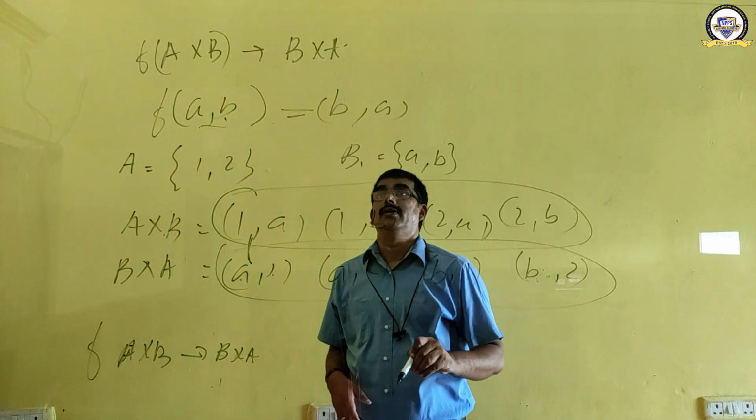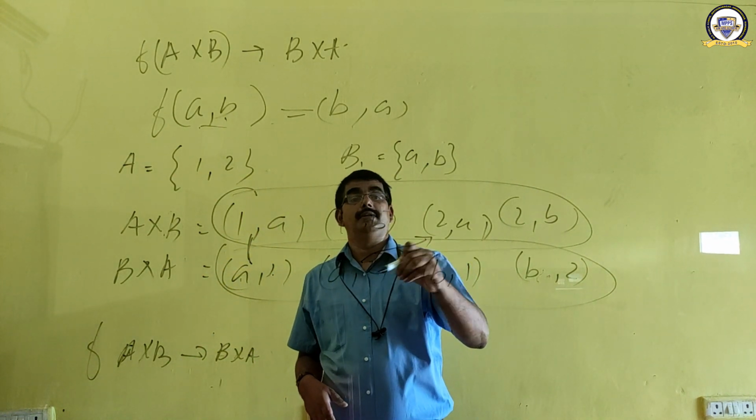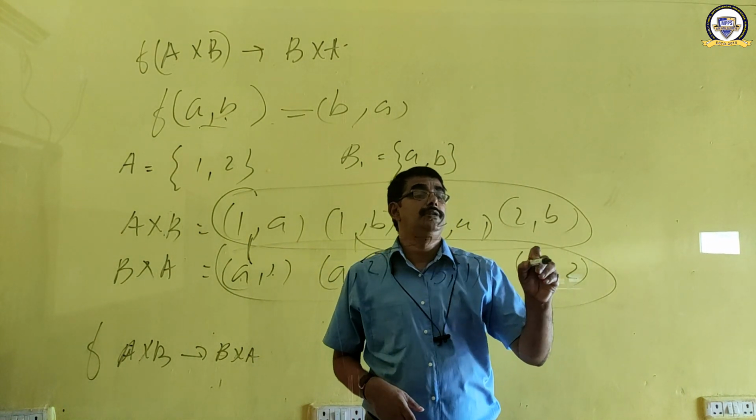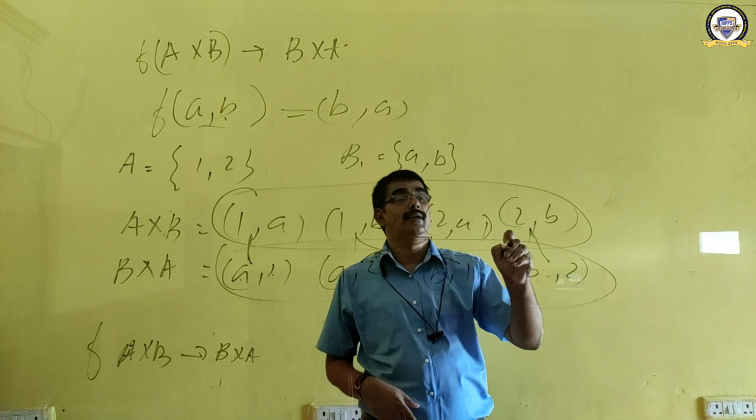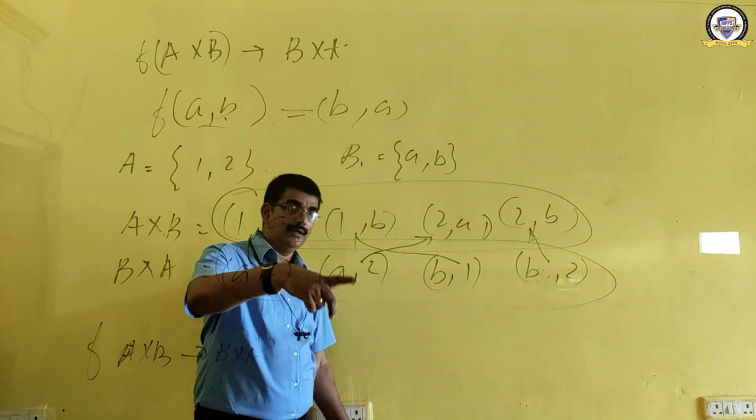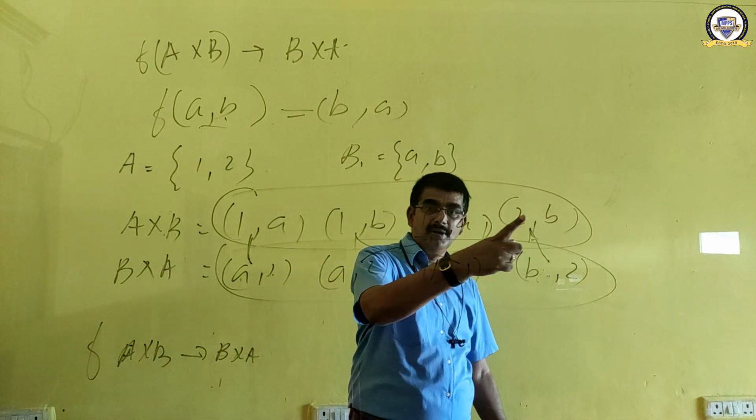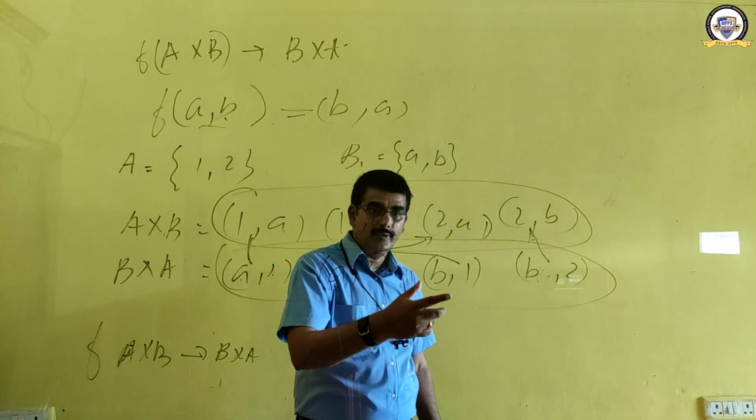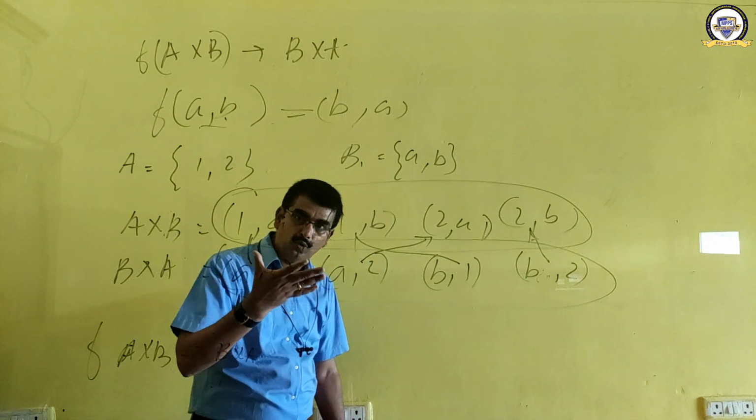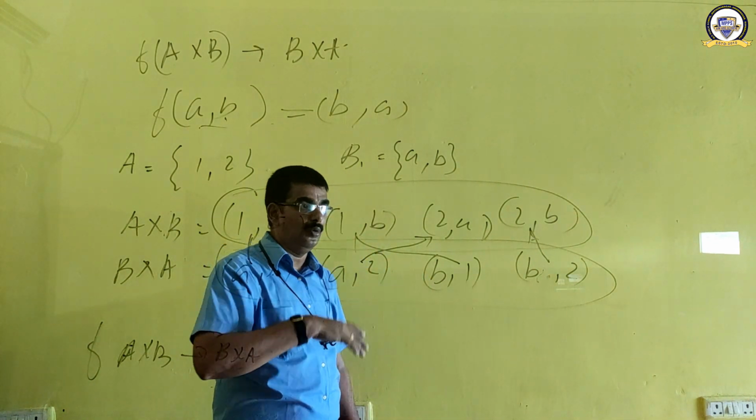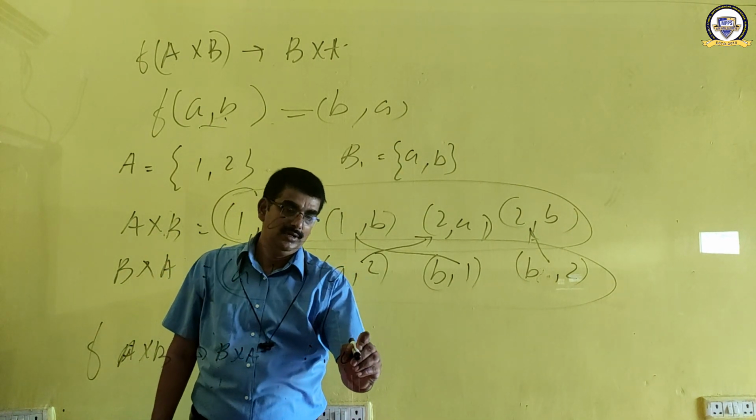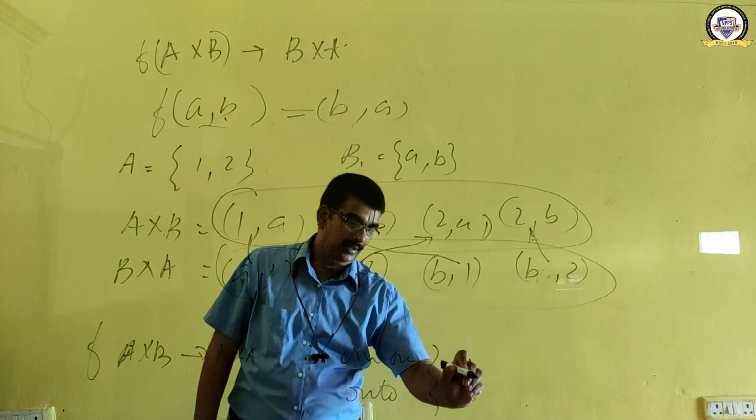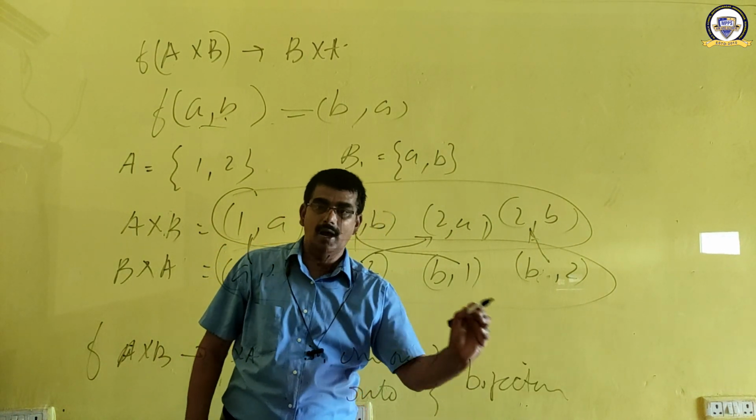See, (1, a) goes to (a, 1), this link is there. Then (2, a) to (a, 2), this link. Then (1, b) to (b, 1) is here. Then (2, b) to (b, 2) is here. Everywhere you will get the image. There isn't any image blank over here. There isn't any pre-image blank either. All the pre-images are occupied and all the images are also occupied. That is why this is 1-1 and onto. Therefore, it is bijective. Are you clear?